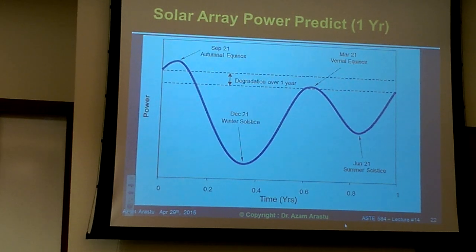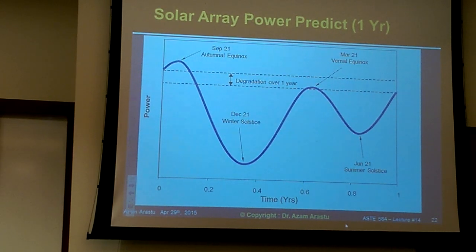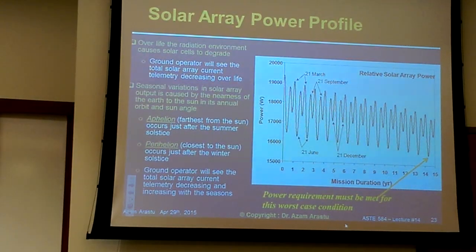There radiation causes havoc. So this curve has become a sine curve, and now it kind of moves down. Again, next time it moves, this comes here, and so on. Now if I expand this over, say, 15 years, you end up with a solar array profile something along this line. So this is for a GEO mission.